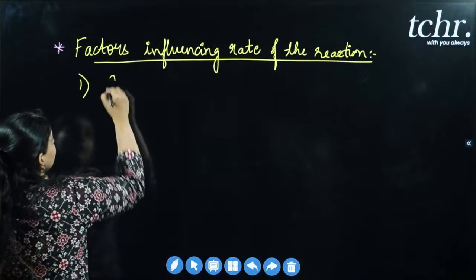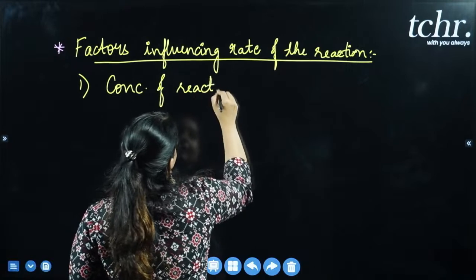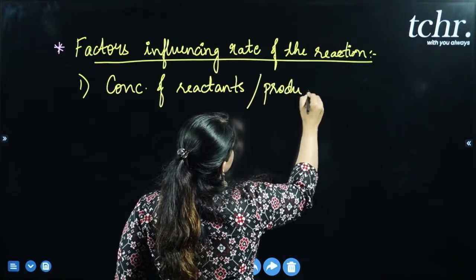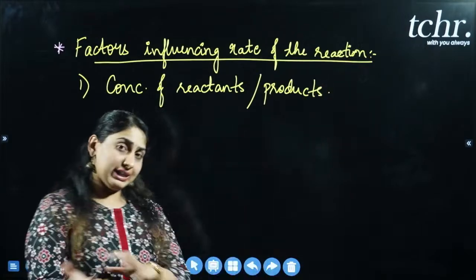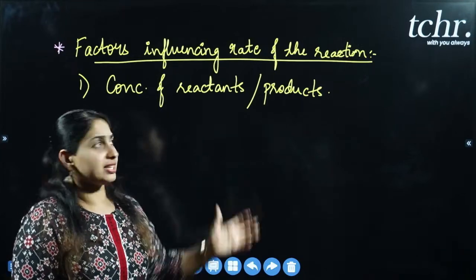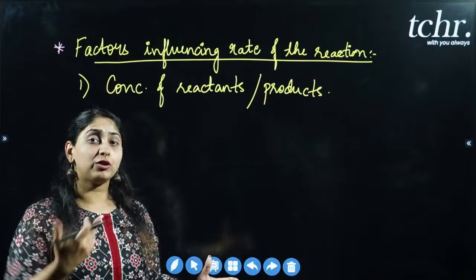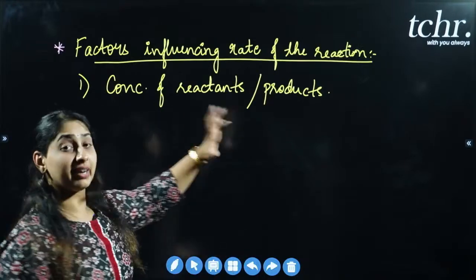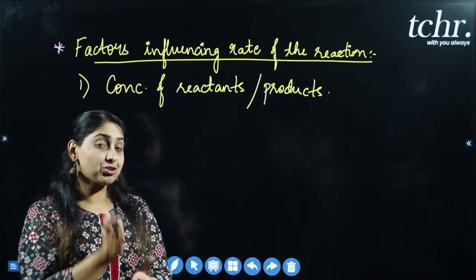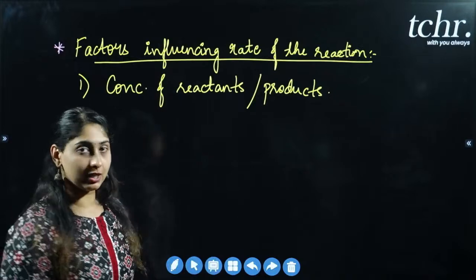The first one is concentration of reactants or products. Correct? When you increase or decrease the concentration, say in a particular reaction the reactants are very low, maybe you'll have to increase the concentration, or vice versa can also be possible. So by altering the concentration of reactants or products, you will be able to influence a particular chemical reaction.